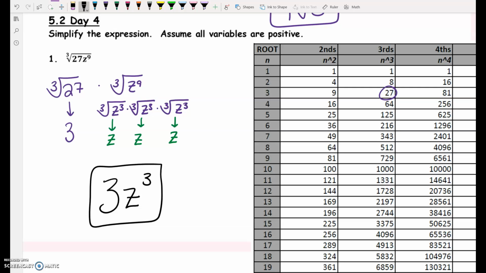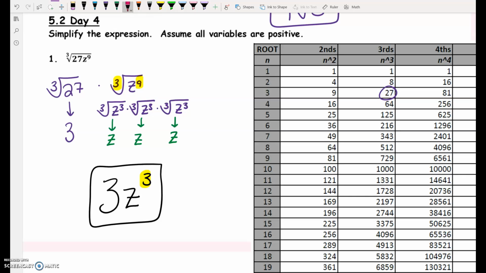If we're talking about a third root, you need groups of 3 because the third root of z to the third will cancel and give you just a plain z. So how many groups of 3 are there in 9? There are 3 groups of 3. So you can do the exponent divided by the index to get the exponent in the simplified form.